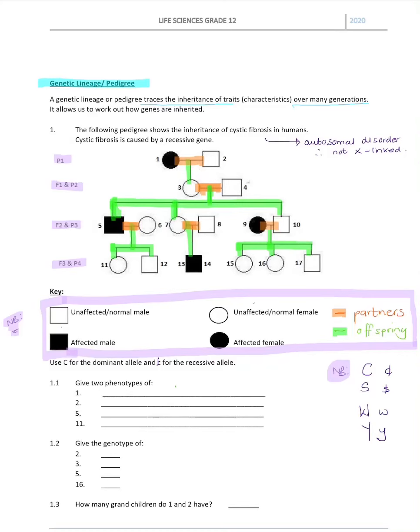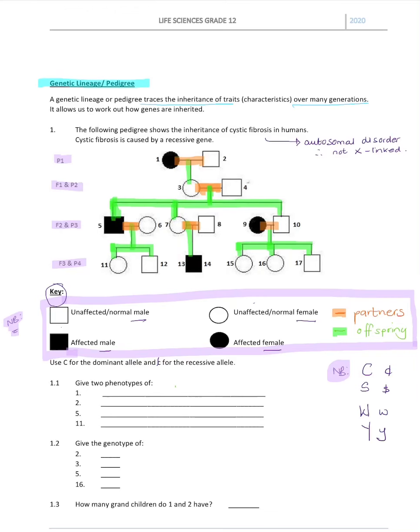When looking at genetic lineage, we're looking at tracing the inherited characteristic back over many generations. Before we can work with a pedigree, we need to know what the symbols, or the shapes, all mean. So squares represent male and circles represent female.